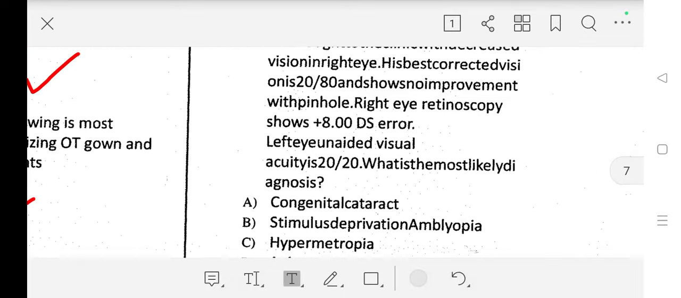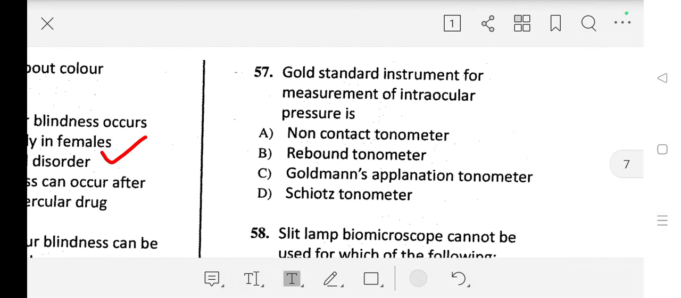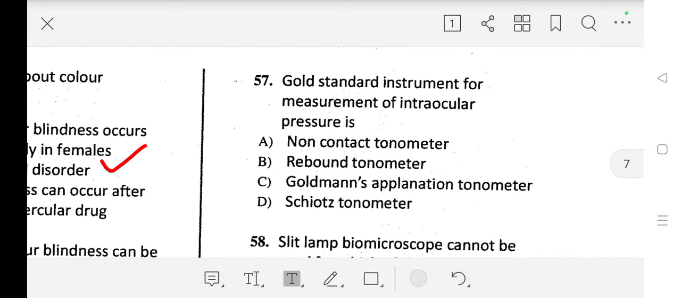Next question is question number 57. Gold standard instrument for measuring of intraocular pressure is: A part, non-contact tonometer; B part, rebound tonometer; C part, Goldmann applanation tonometer; D part, Schiotz tonometer. Our right answer is C part, Goldmann applanation tonometer.